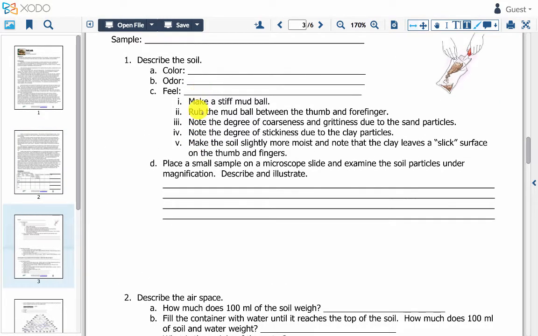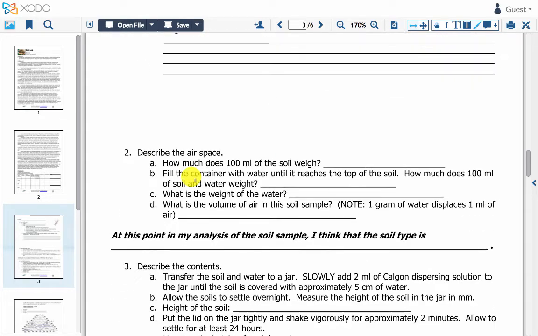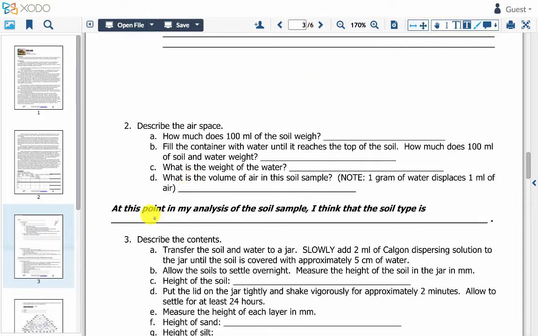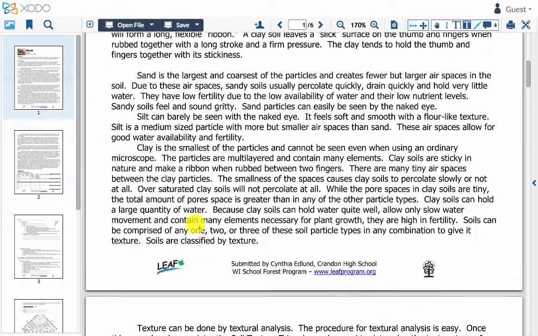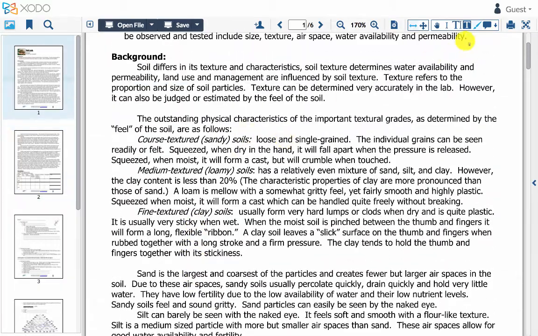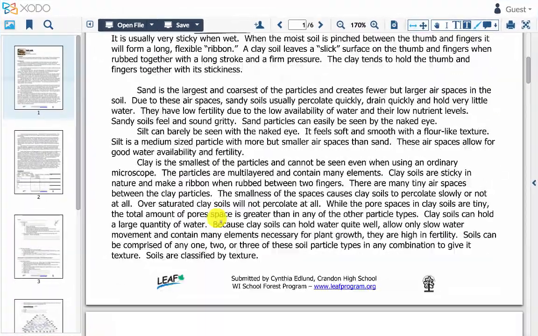We already described the color and did the microscope as well as determined airspace. Double check and make sure that you have an answer right here as to what type of soil you think you have. You can find the soil types in the reading at the top. Your soil types to choose from include sandy soils, loamy soils, clay soils, and you can have a mixture of all of those.